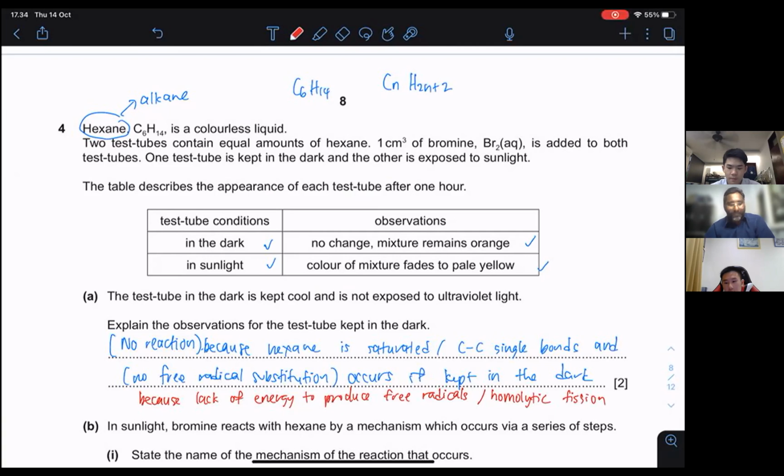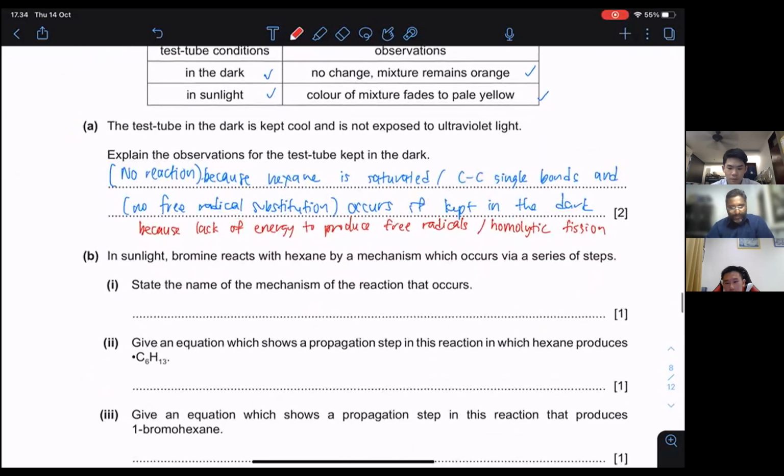So in sunlight, bromine reacts with hexane by a mechanism which occurs via a series of steps. Basically, this is going to be free radical substitution. State the name of the mechanism of the reaction that occurs. I already mentioned it: free radical substitution. Can I write substitution only? The answer is no. You must mention free radical substitution.